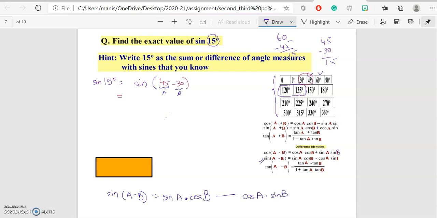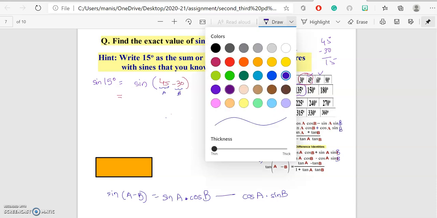I will rewrite the formulas over here for you just to avoid any confusion. This is your sine of B and this is your cosine of A. This will be sine of B. Okay, just to make it easy for everybody. Now after this, what I can do is I can expand this.